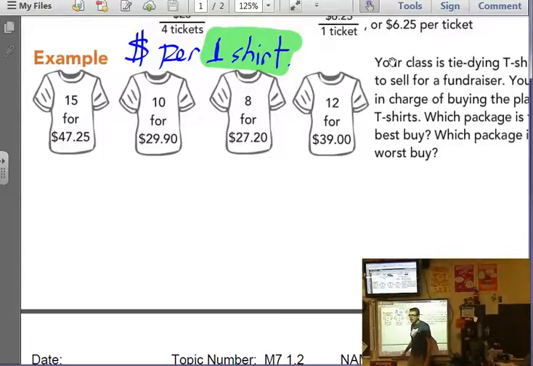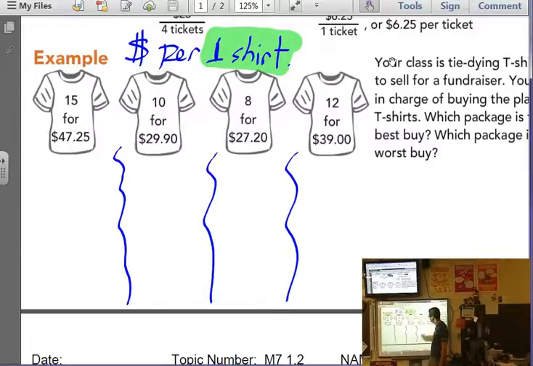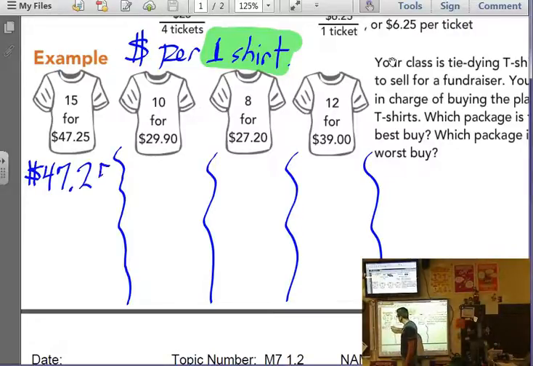I am not gonna show the work for any of these except for the first one. So you need to show the work on your paper. I'm only gonna show the work for the first one. The rest of them, I'm just gonna write the price. Don't look. I'm not gonna put the other price.